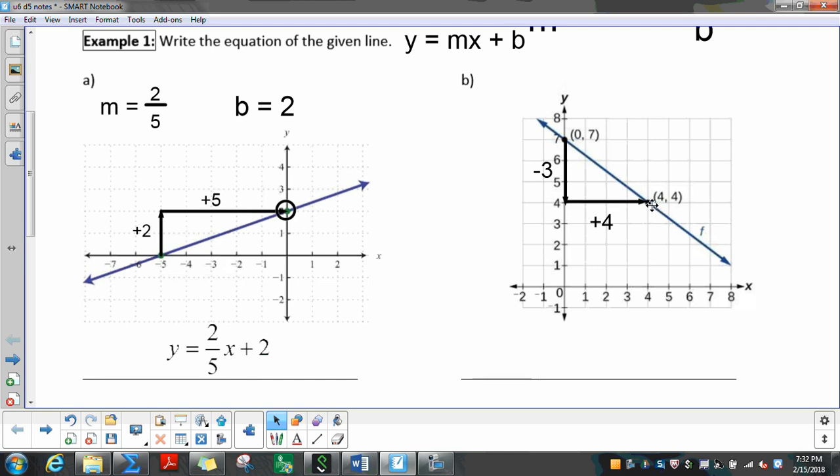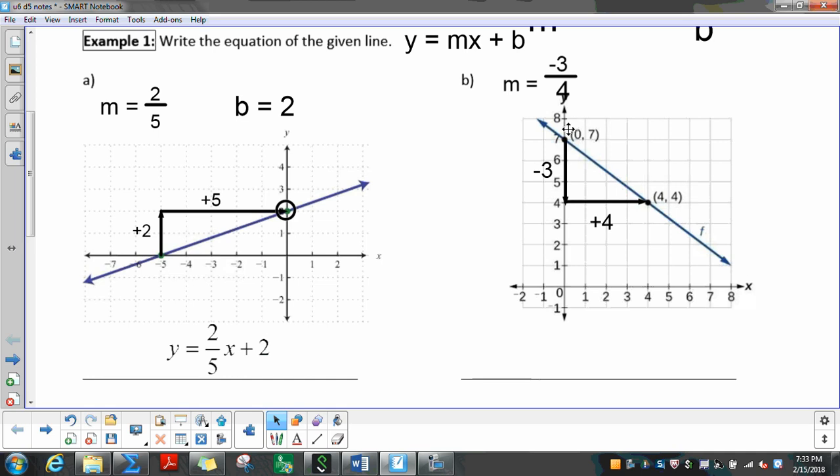So my slope is negative 3 over 4, which is fully simplified, so I leave it alone, okay? I can confirm that that's correct because I have a negative slope here, like for the number, and I have a negative slope for the line, okay?